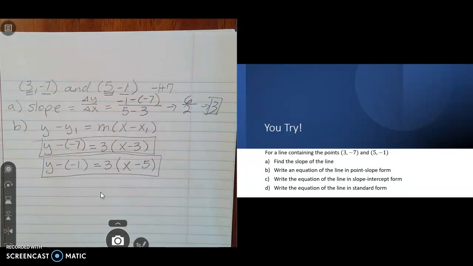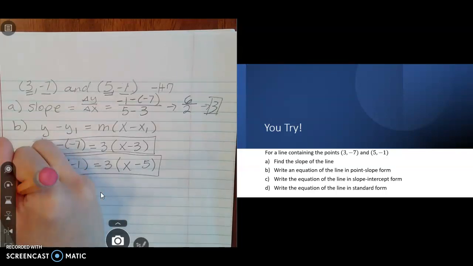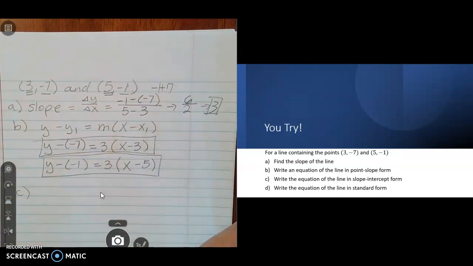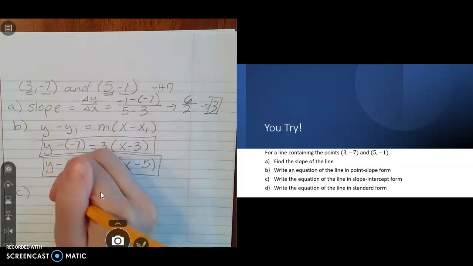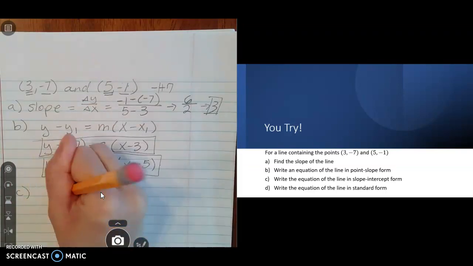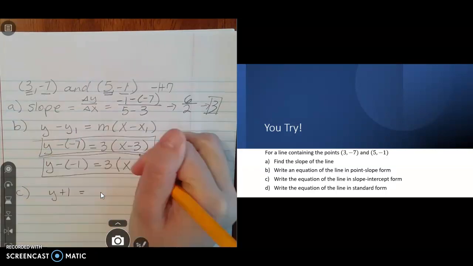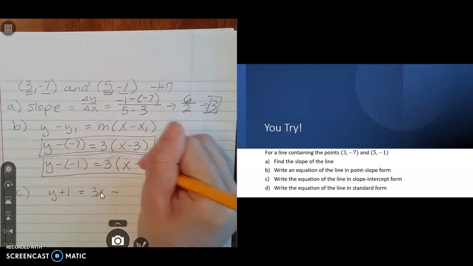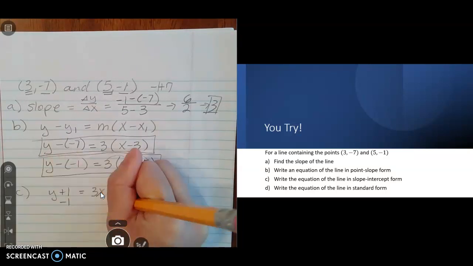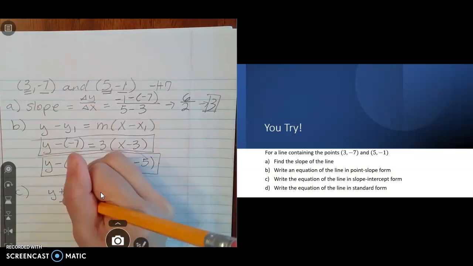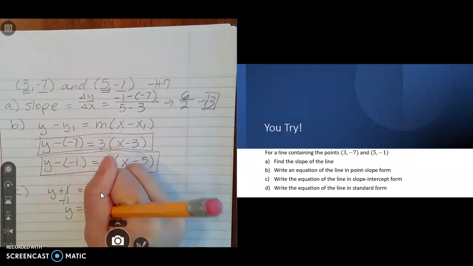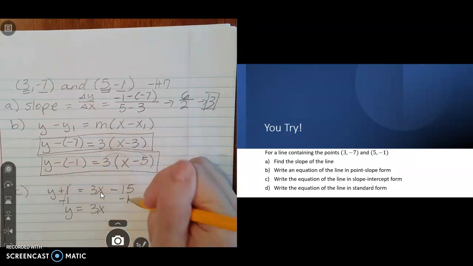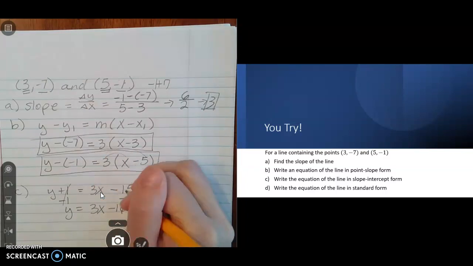All right, next up, let's get it into slope-intercept form. We're just going to pick one. This one's on the bottom and it looks great, let's just use that one. So y minus -1, that would be y plus 1. If I distribute the 3, I'll have 3 times x, which is 3x, minus 3 times 5, which is 15. And then to get y by itself, I'm going to subtract 1 from both sides. So I'll have y equals 3x, and -15 minus 1 would be -16.